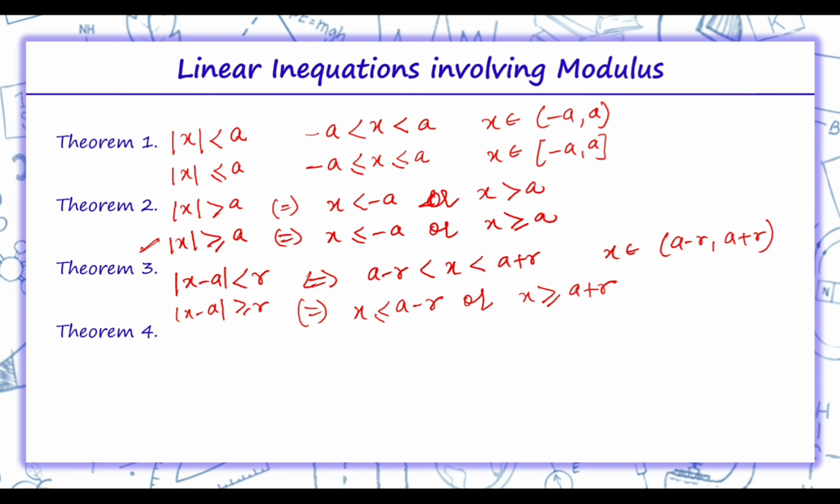Theorem 4 says, let's suppose a and b are real numbers, and mod of x is greater than a and less than b. This implies that x belongs to minus b to minus a, union a to b. So these are certain theorems which we have to learn for applying to questions related to modulus.